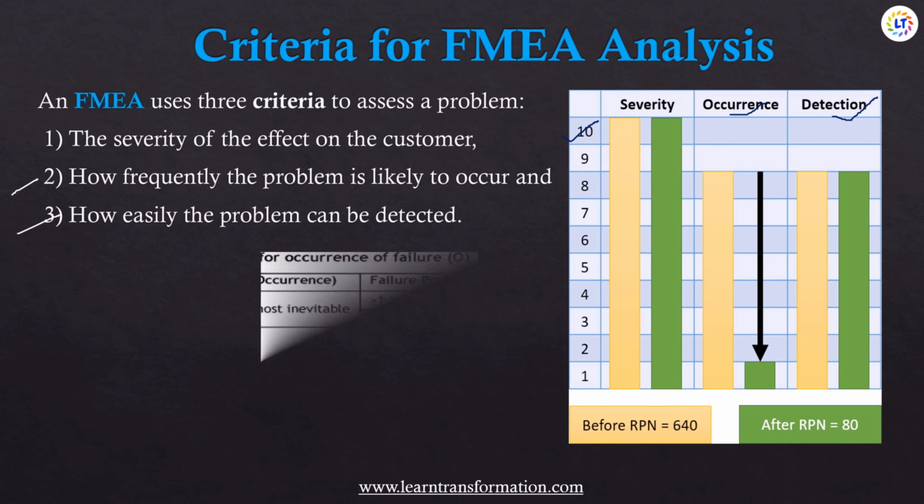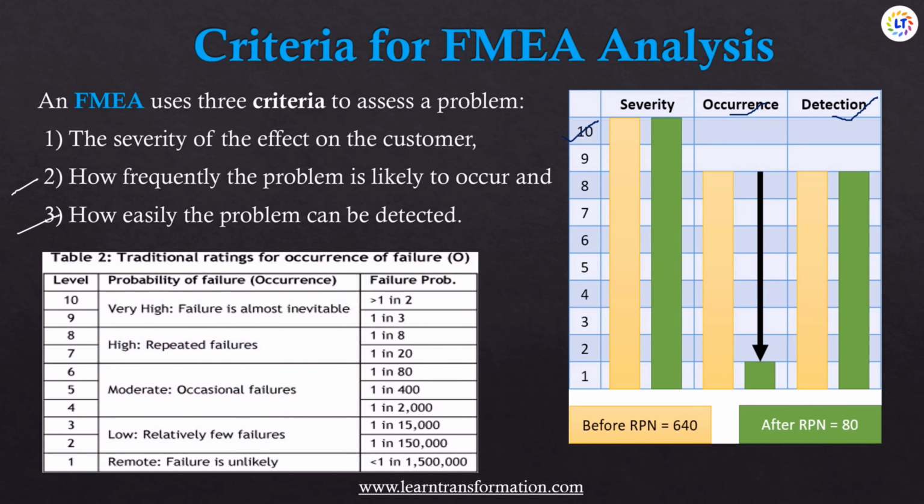When scoring of every category is done for every risk, the three scores are multiplied together, which means severity multiplied by occurrence multiplied by detection, which is equal to the risk priority number, RPN. Then RPNs are sorted from largest to smallest, and actions are taken on the top risks in order to reduce the overall risk. As in this diagram, the RPN of the yellow block is 10 times 8 times 8, which is 640, and of the green block is 10 times 1 times 8, which is 80.